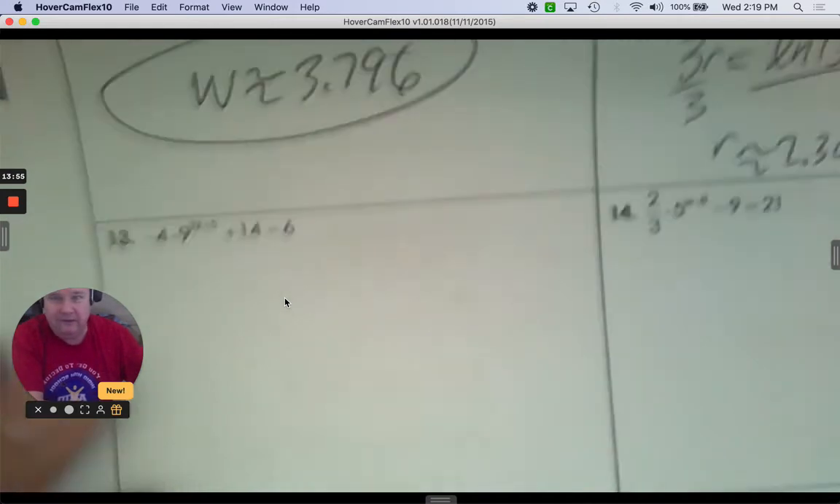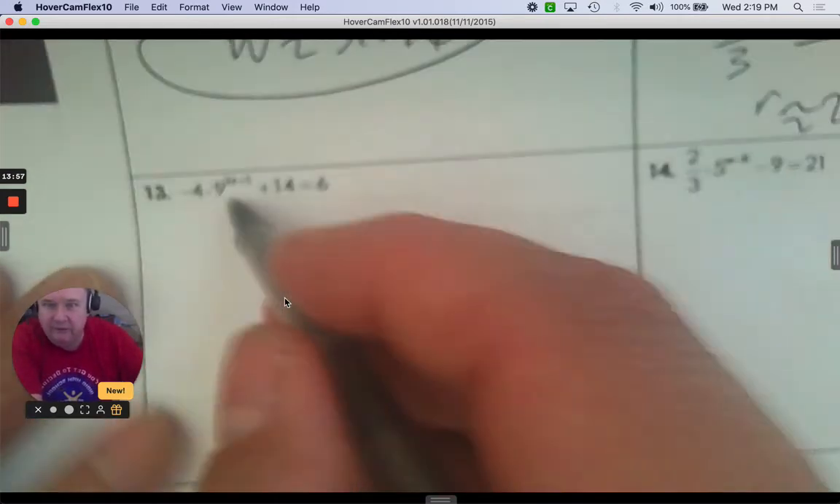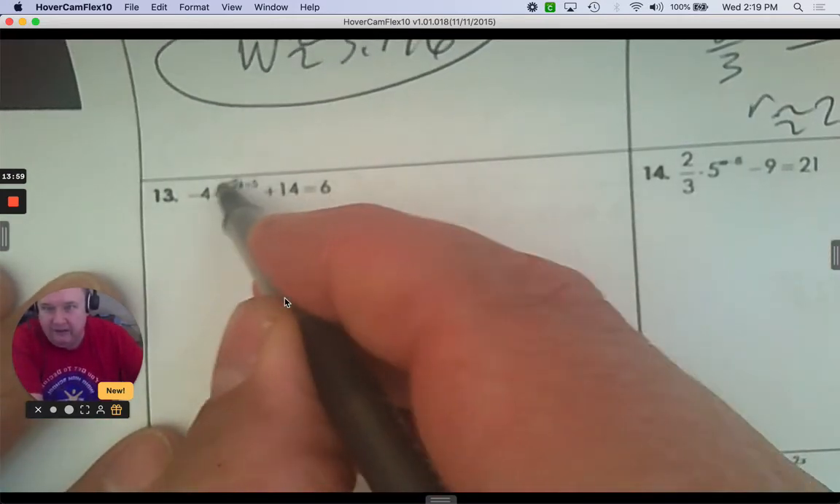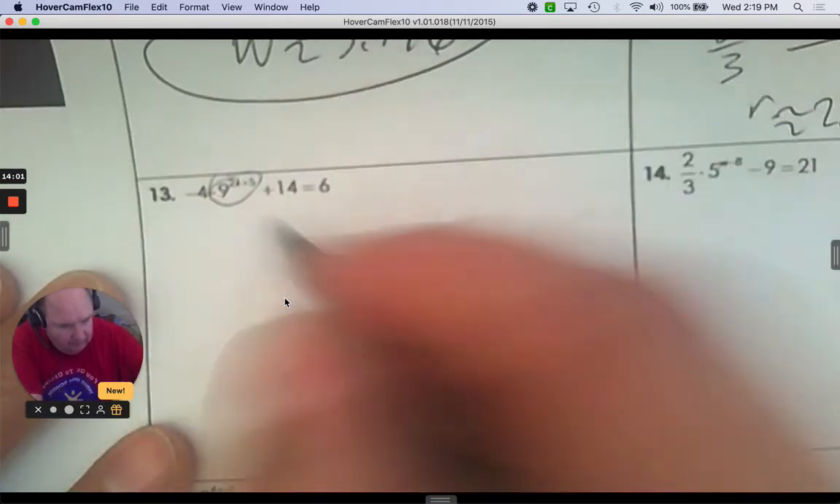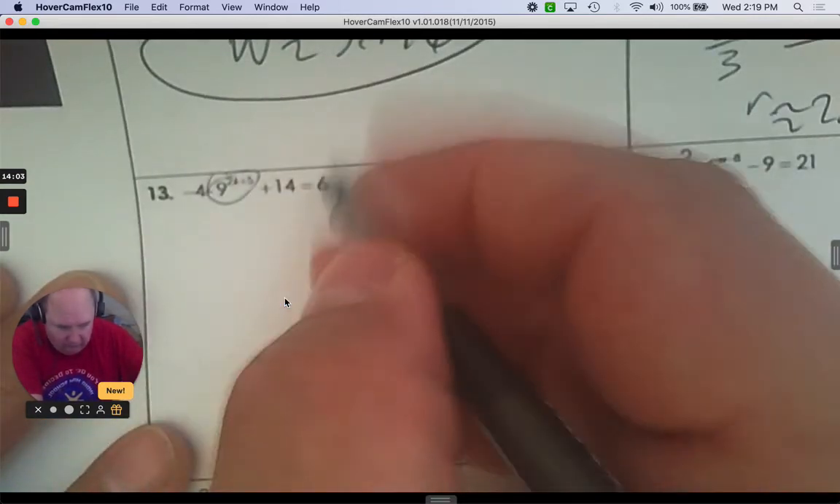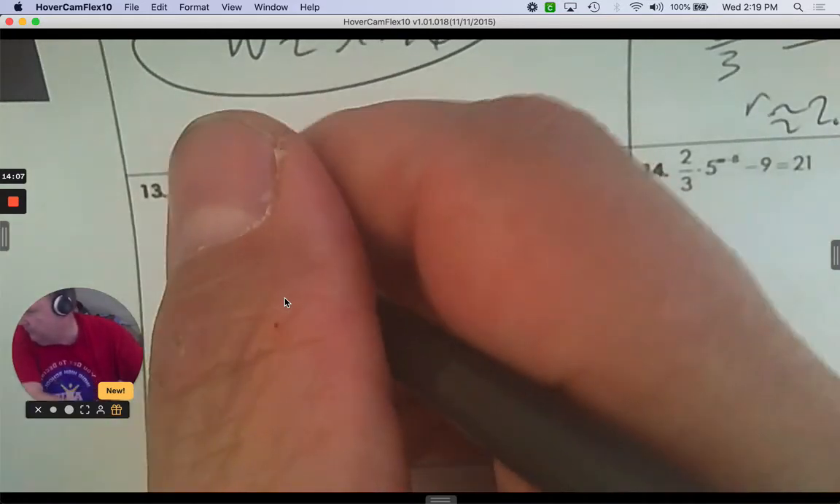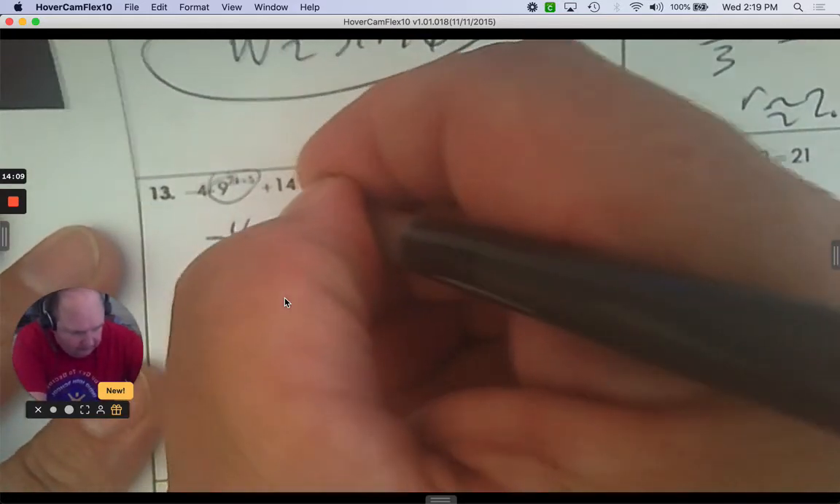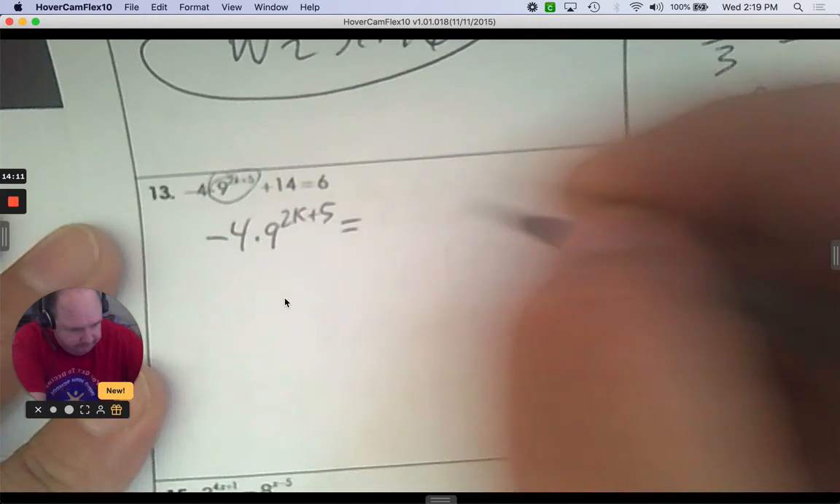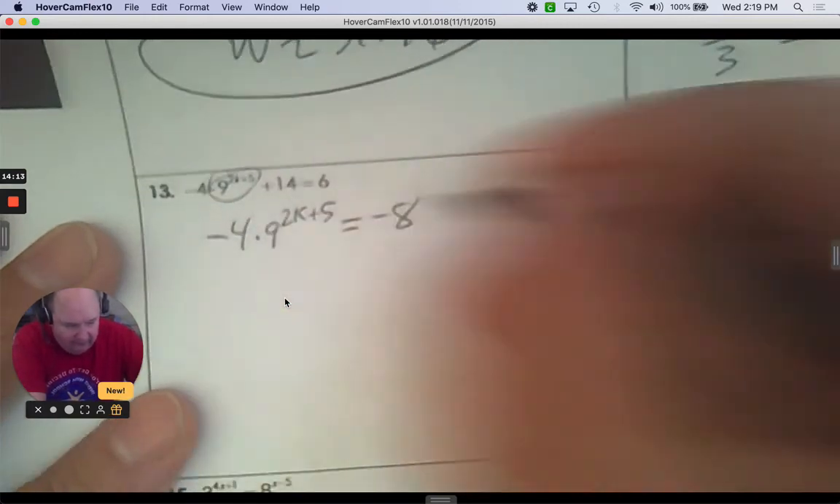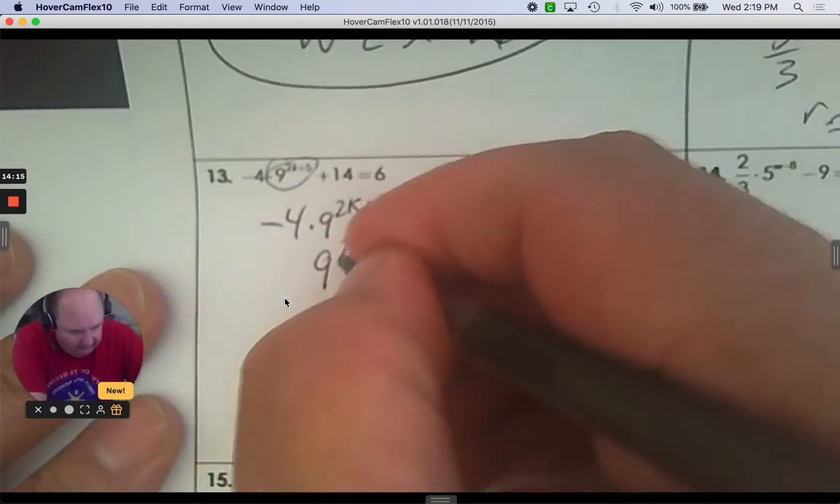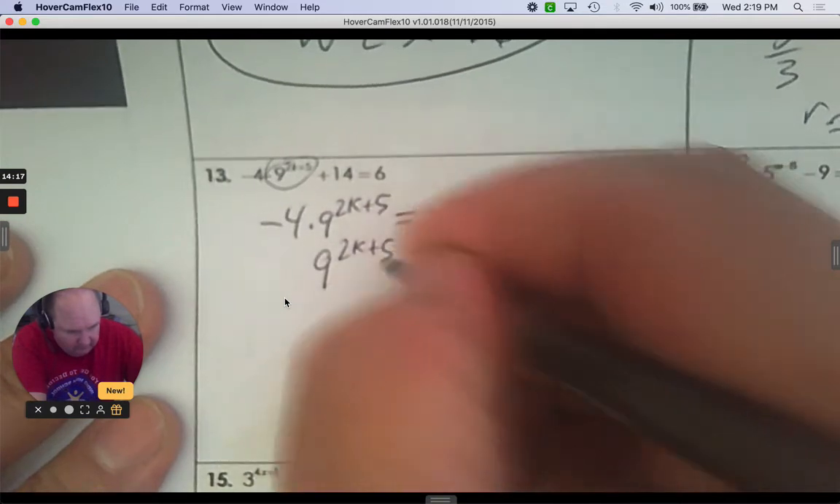Number 13. Keep practicing with me here. Can you solve this exponential equation? So identify it, first of all. So how do I undo what's around it? So subtract 14. So that 2k plus 5. My eyesight's going. So subtract 14 is negative 8. Then divide by negative 4.